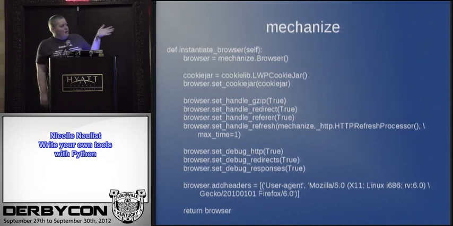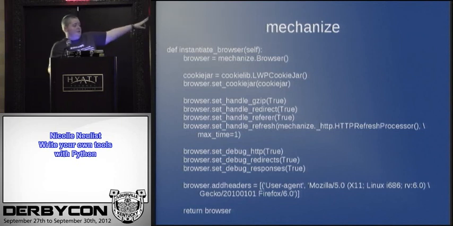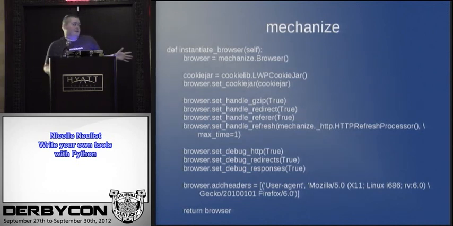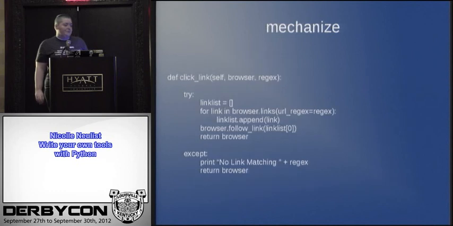But Mechanize is awesome because you instantiate one of these browser objects. You can set it to manage your cookies for you. Set how it manages things like gzipping, redirecting, refreshing, how much debug it's going to print for these connections. You can fake your user agent string, and this is all built into the module for you.